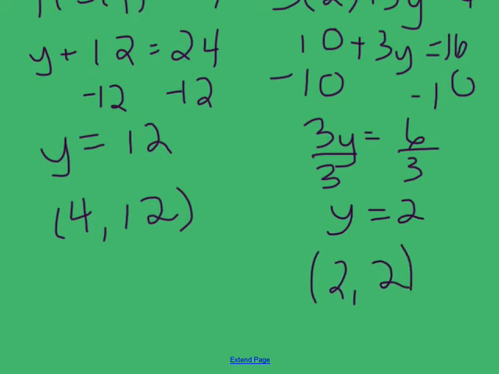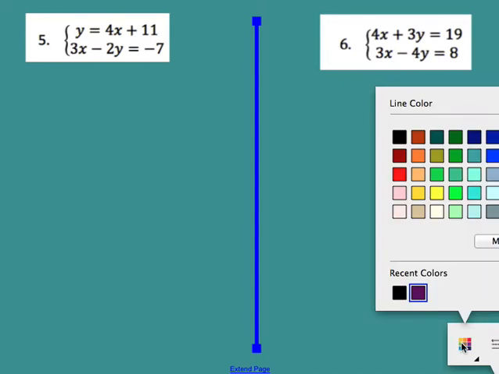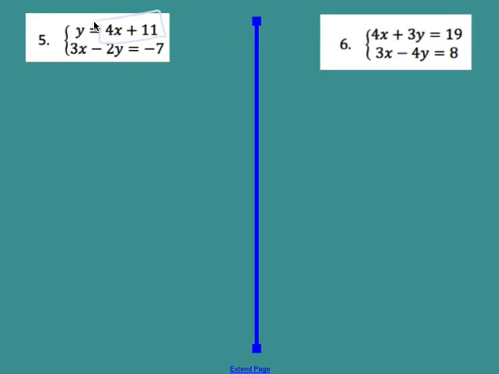So let's take a look at number 5 now. So I see for number 5 that it is already solved for y. So that means I want to use substitution. So I have that y there, and I'm going to plug it into the y in the second equation. So what I'm going to do is I'm going to keep the rest of the equation the same, and then where that y is, I'm going to take the y out and put 4x plus 11 in instead.